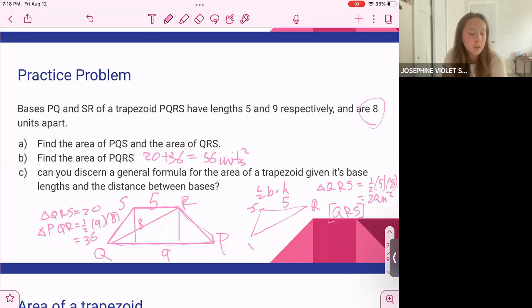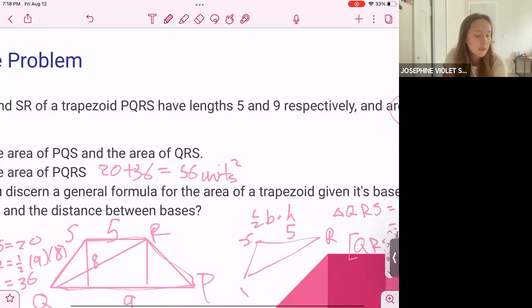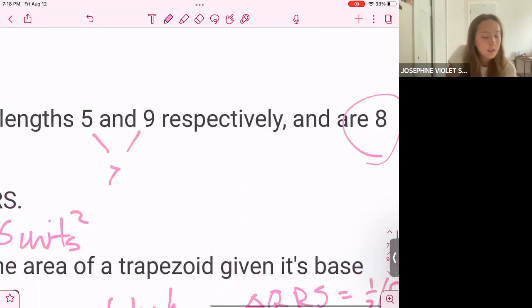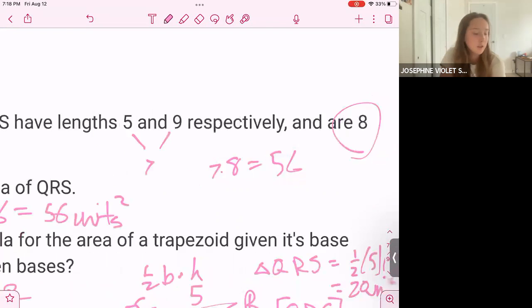What I'm looking for here is, if you notice, the number 7 is kind of in between 5 and 9. And we know the height is 8. And we also know that 7 times 8 is equal to 56, which was our area.